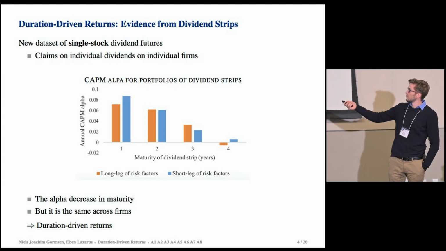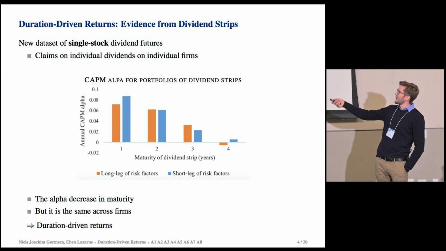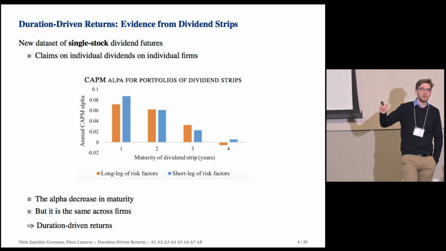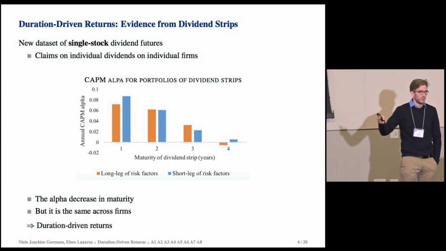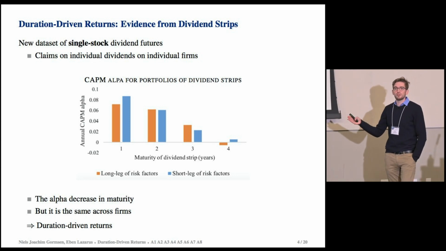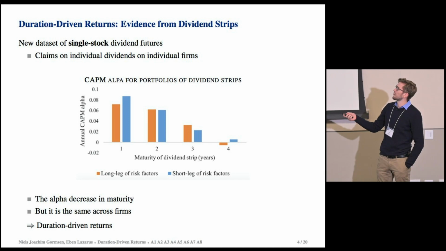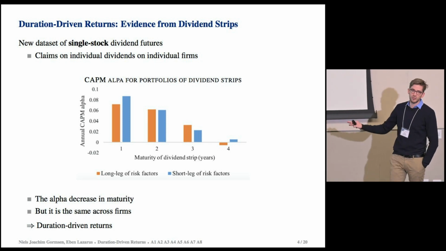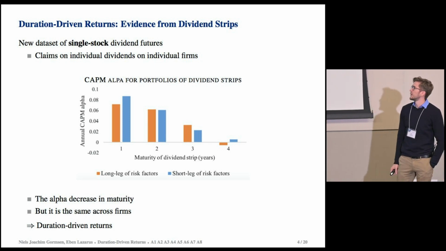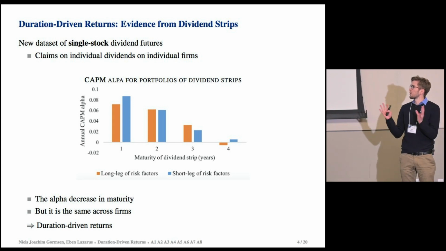So the 3-year cash flow on a value firm has the same risk-adjusted return as the 3-year cash flow on a growth firm, basically. So this is consistent with our argument that differences in returns at the firm level come from the fact that value firms load more in the near future and less in the distant future. Good. So that's basically the story of the paper.